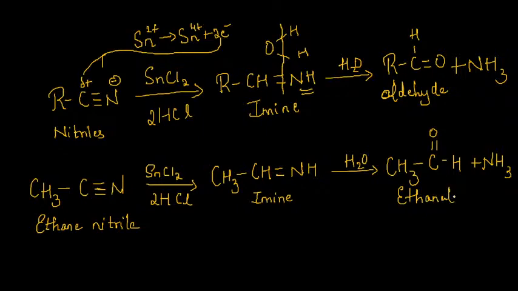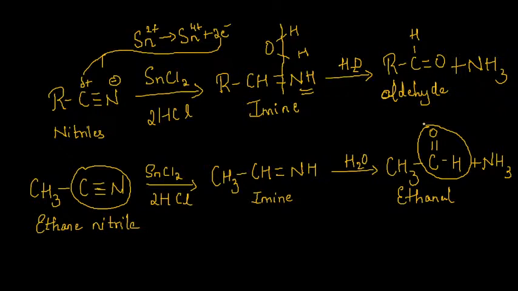Is it clear, my dear students? So any nitrile group, in the presence of stannous chloride and acidic medium, which we can call acidified stannous chloride, you can convert the nitrile group to an aldehyde group. Or a simple way of understanding: whatever product is given, what do you do with the nitrile group? The alkyl group will remain as such and you will convert the nitrile group to aldehyde, C double bond O H. So this is all about Stephen's reduction.